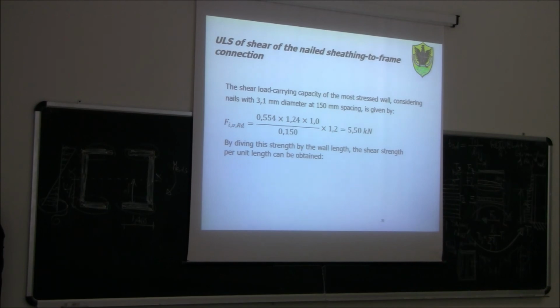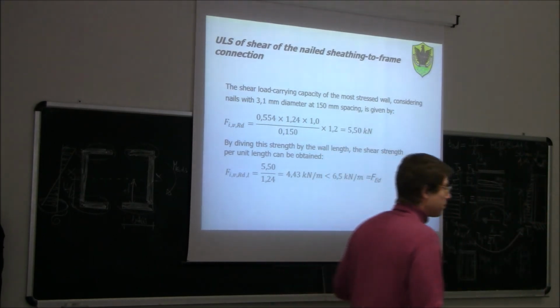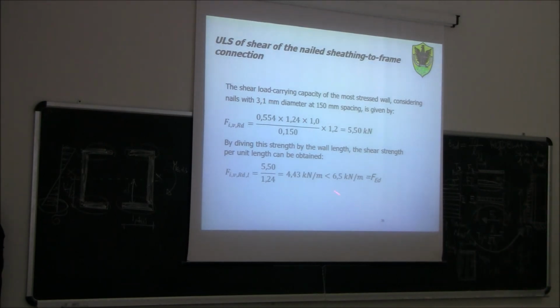Now we divide this whole shear strength by the length of the wall, 1.24, and we get 4.43 kilonewton per meter. We compare this value of the shear resistance per unit length of wall with the demand. The size of the demand is 6.5 kilonewton per meter, which means that this verification is not satisfied because the strain demand is lower than the strain capacity. No, sorry, the strain demand is higher than the strain capacity. Strain capacity is 4.43 and the strain demand is 6.5. So the verification is not satisfied.